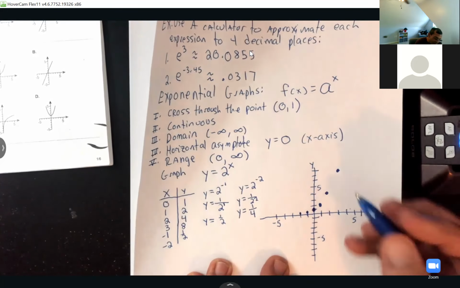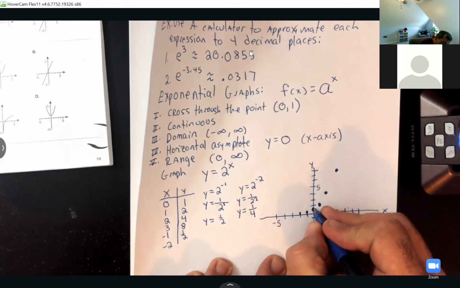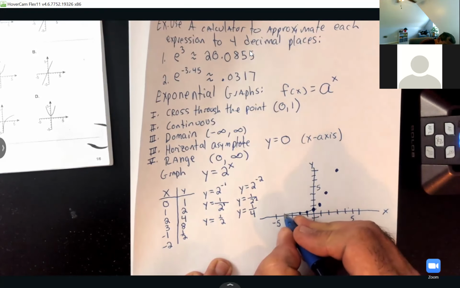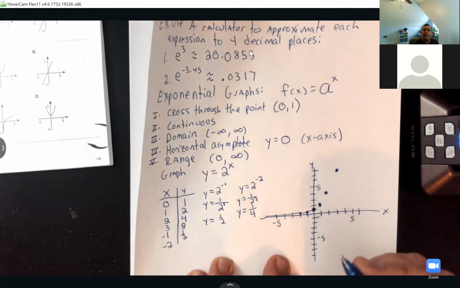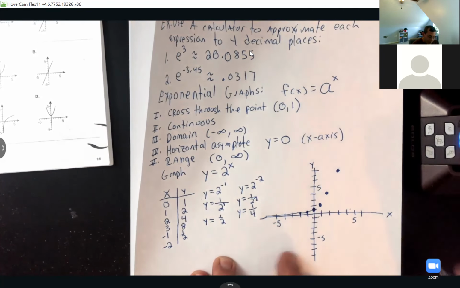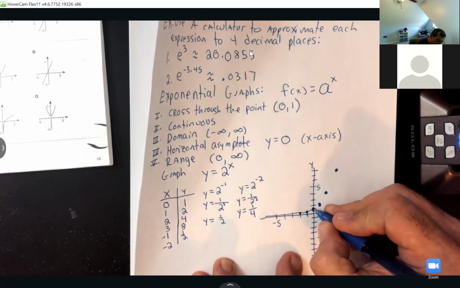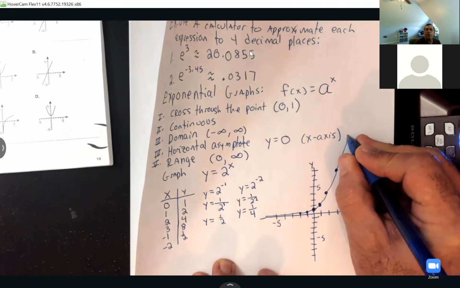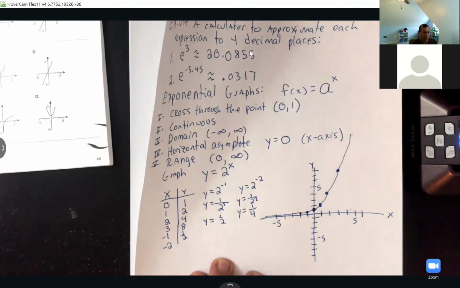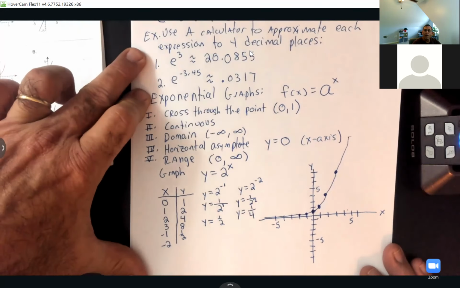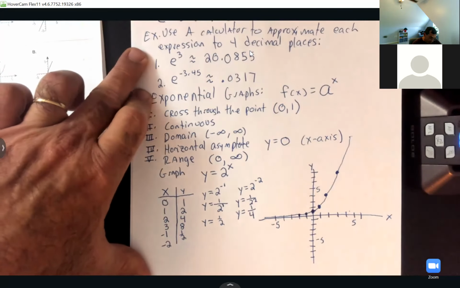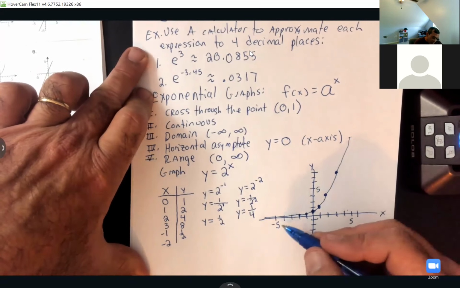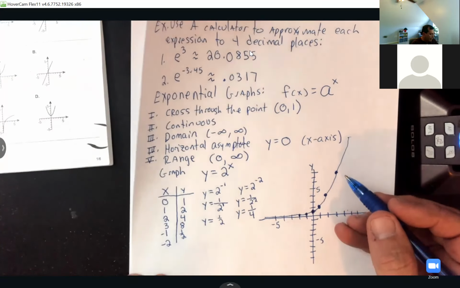So what's going to happen over time, this left side is going to try to get down to that x-axis, but it never reaches it. The right side, they're going to start growing exponentially towards positive infinity. Okay, so our exponential graphs, when you do them, are going to have that sort of upward curvy shape, okay?